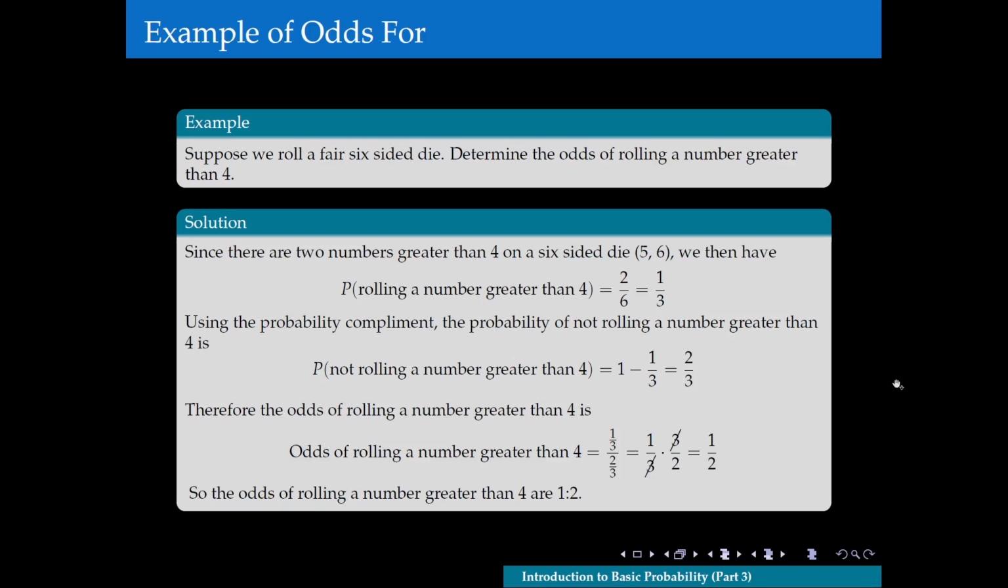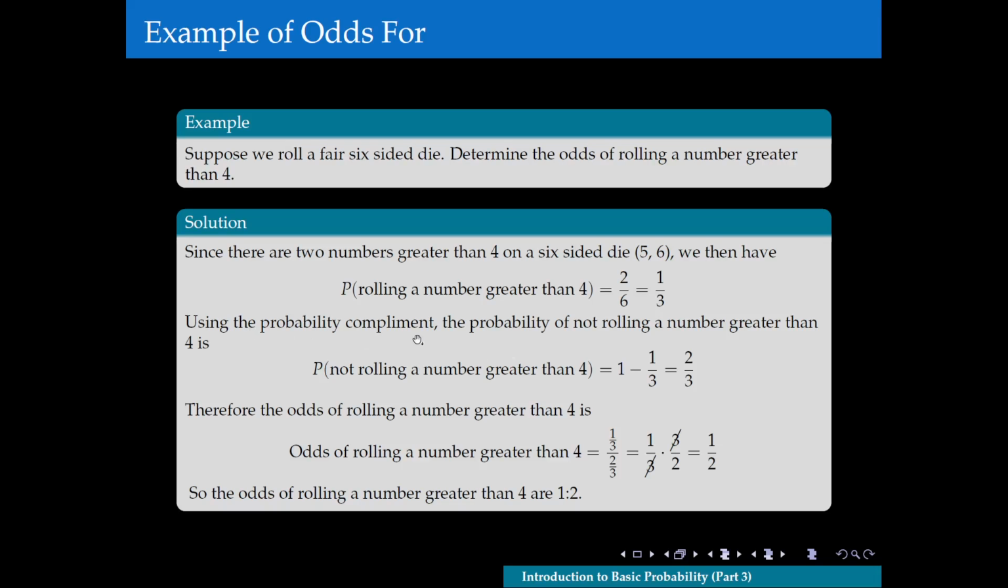Okay, let's consider an example of finding the odds for. So suppose we roll a fair six-sided die. Determine the odds of rolling a number greater than 4. Since there are two numbers greater than 4 on a six-sided die, that is the numbers 5 and 6, the probability of rolling a number greater than 4, the number of favorable, 2, divided by the number of possible, 6, reduces to 1/3.